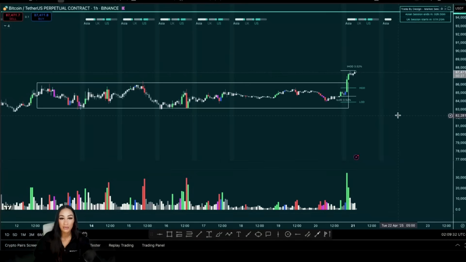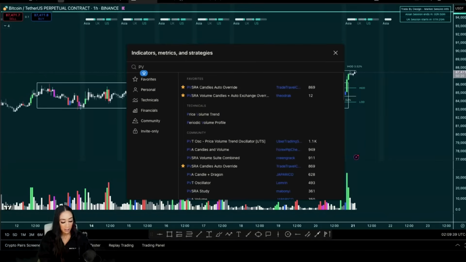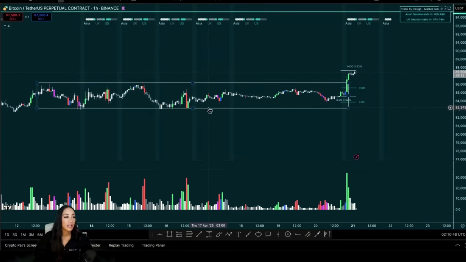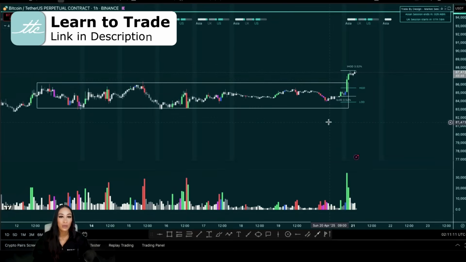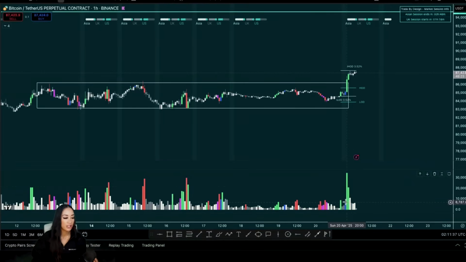Now, if you want to upgrade from the basic volume bar, there's an indicator we use inside TTC, and that is called PVSRA. Select PVSRA candles auto override by Lhjee, and it'll overlay directly onto your chart. What I love about this is it gives you an instant visual read on volume changes because the candles themselves change color based on the volume level. So instead of always checking the volume bars at the bottom of your screen, you can actually see momentum building or fading right on price action.